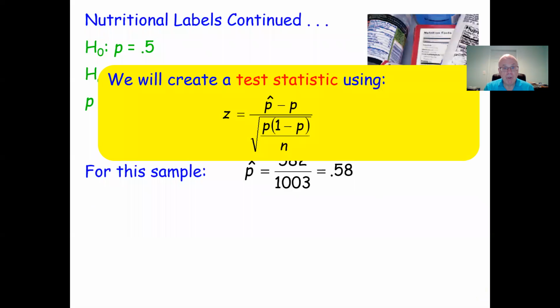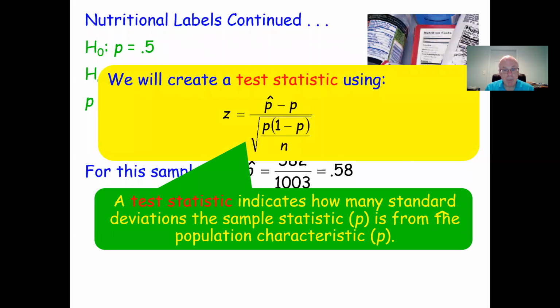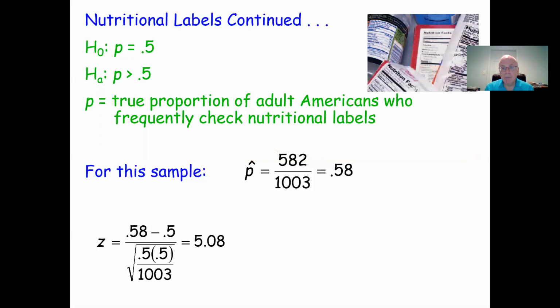So step number one is we're going to create what's called a test statistic. We're going to use a z formula to convert the p hat into a z. The test statistic indicates, whatever number we get, how many standard deviations the sample statistic is from the population proportion. When we calculate this, we get 5.08 as our z. That's the number of standard deviations away from 0.5. Well, that's a lot.